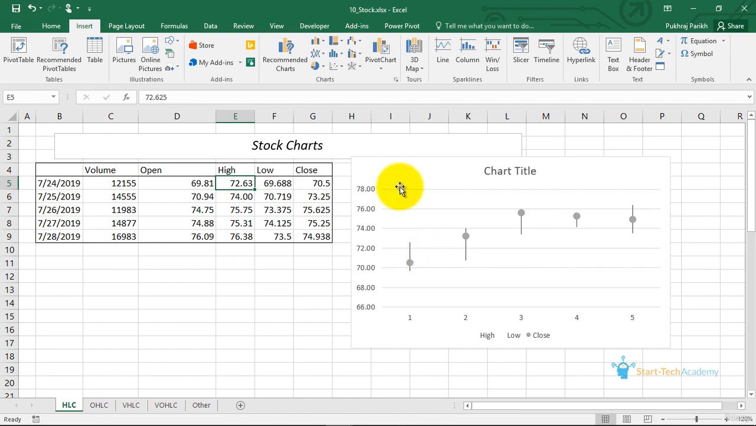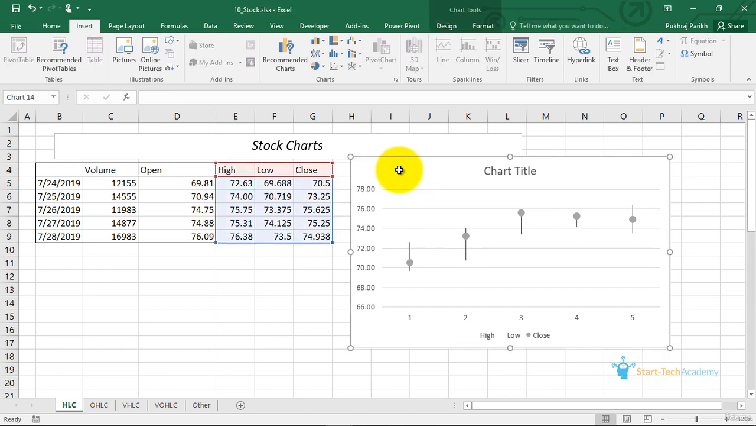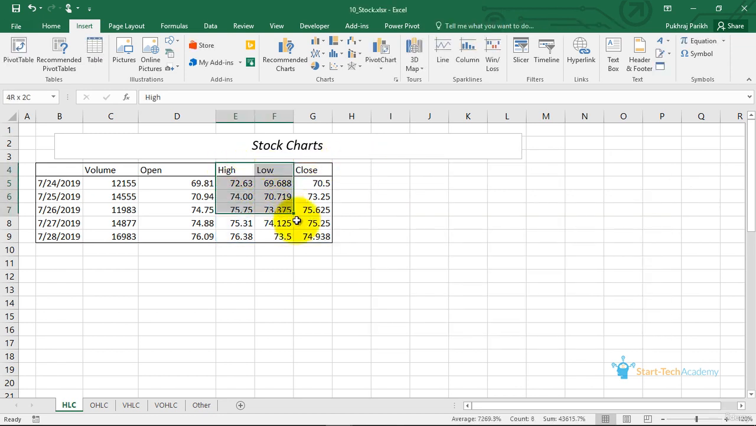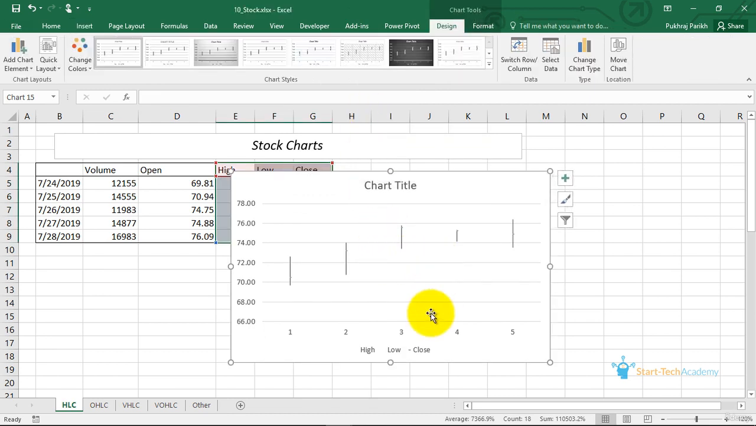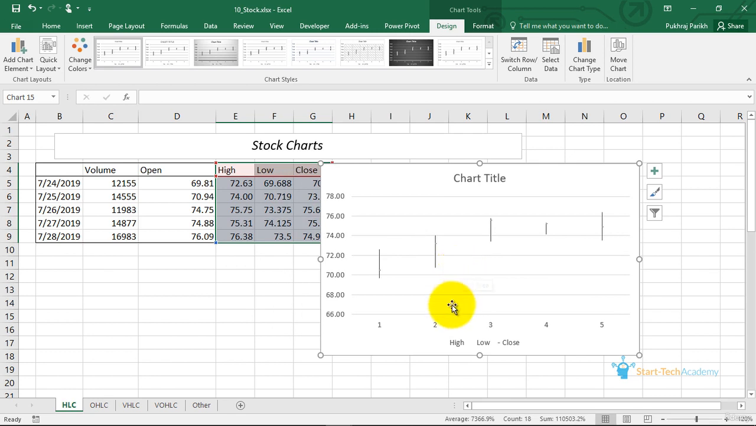Let us learn how to draw this one. I will delete this chart. We will select these 3 columns only in the order high, low, close. If it is not in this order, you'll have to separately go and select the data in the order that you have the columns. So I'll go to the stock chart option and I'll select the first one. The first difference that you will notice in this chart with the previous chart is that the marker point is a very small marker point in this case, whereas previously we had a big marker point.